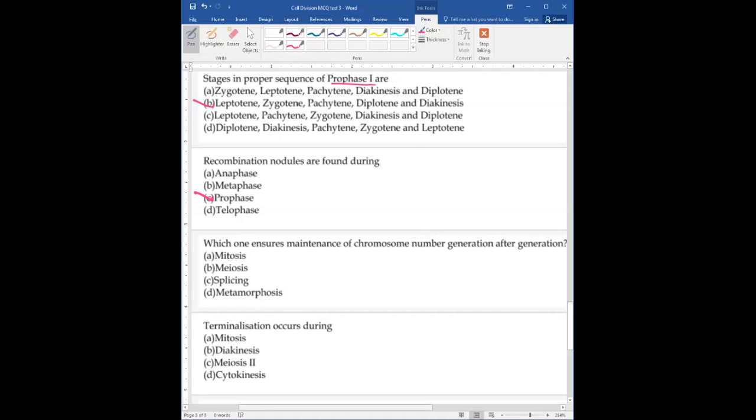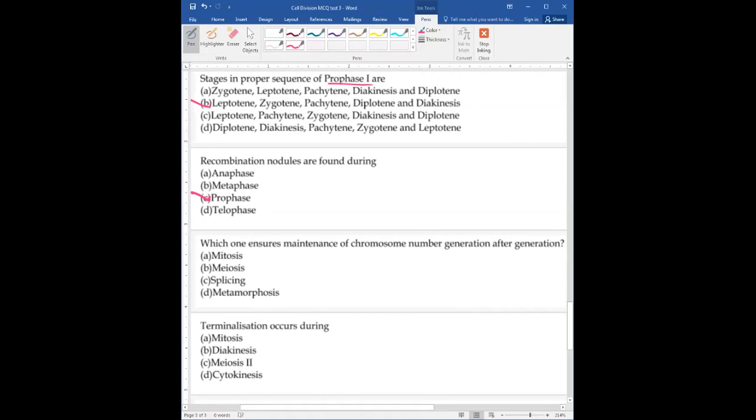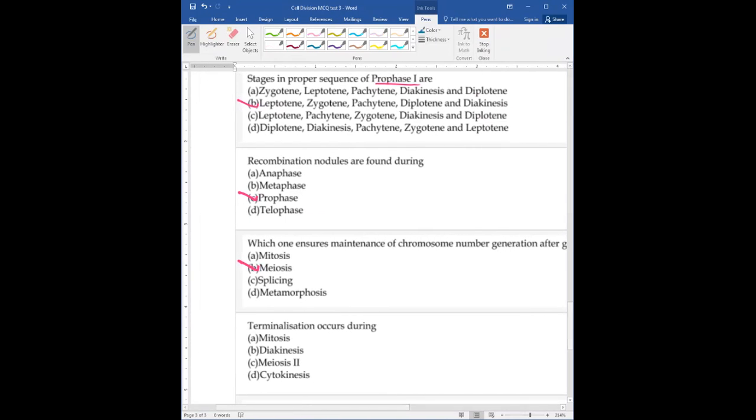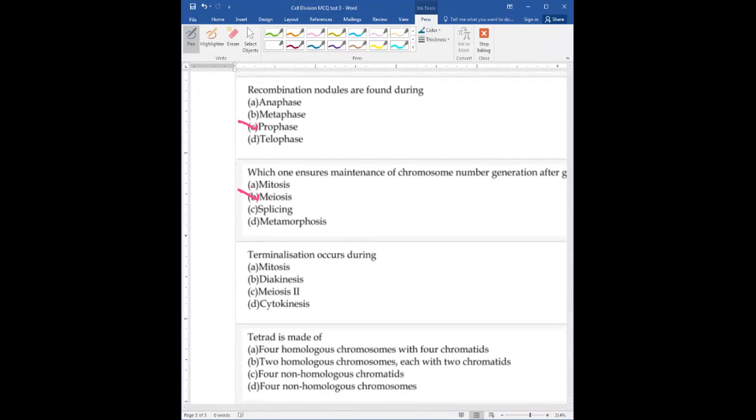Okay, next question. Which one ensures maintenance of chromosome number generation after generation? Yes, guys. What do you think? Very nice, guys. It is going to be meiosis only. I explained right now at the top, because the chromosome number is going to be reduced to half, and at the time of your fertilization, it is going to be brought back to normal.